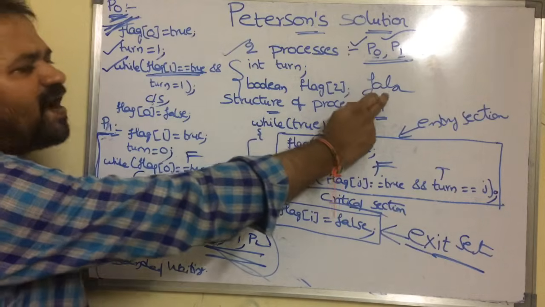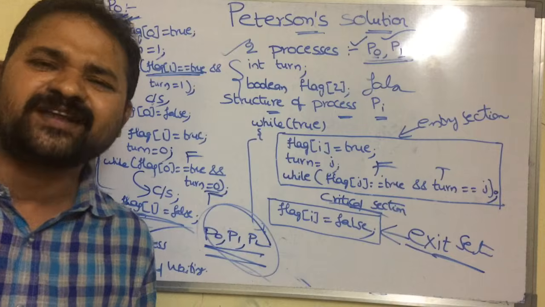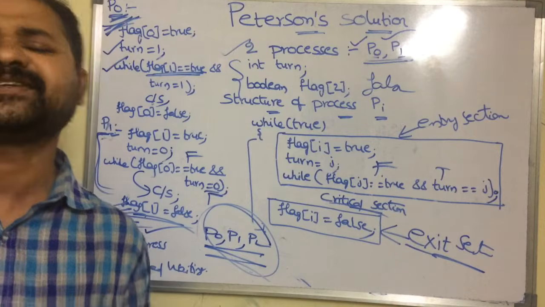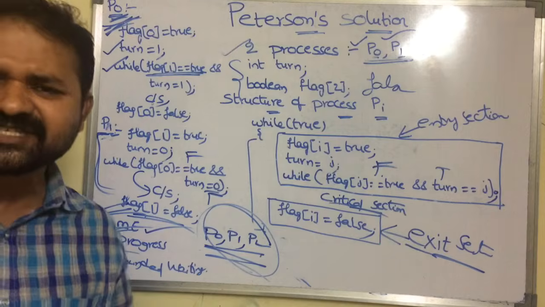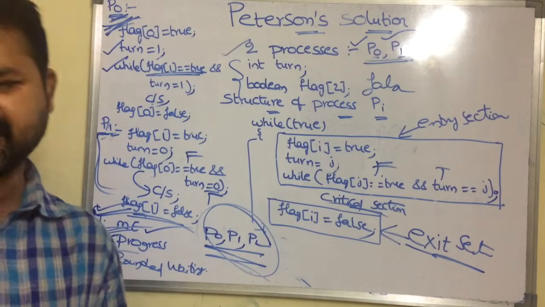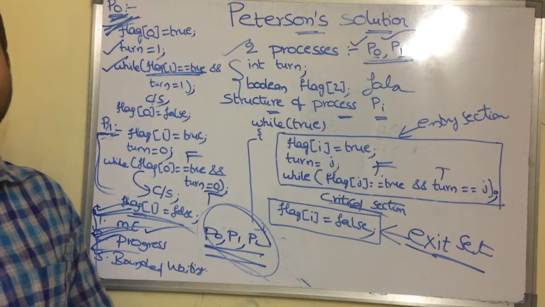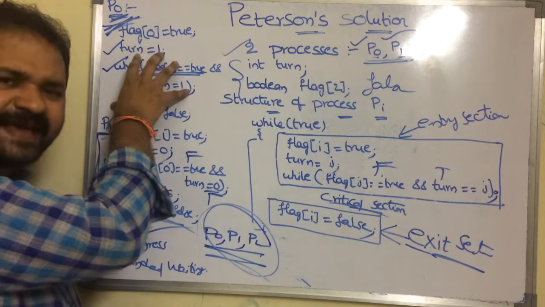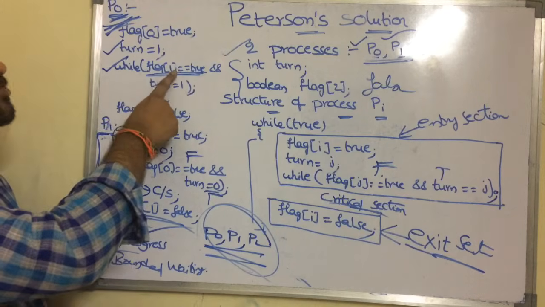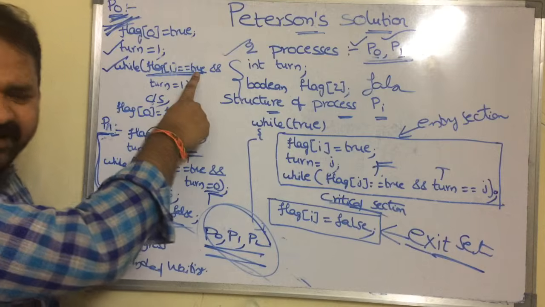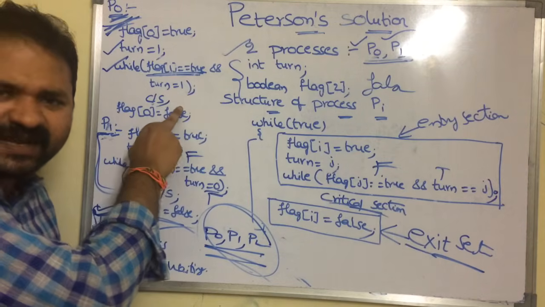But what is flag[1]? The initial value of flag[1] is false. That means P1 is not interested to enter into the critical section. So the processes which are not interested to enter into the critical section are not considered here, and the decision is taken in a finite amount of time. Since P1 is not interested, obviously the condition will become false. So P0 comes into the critical section.